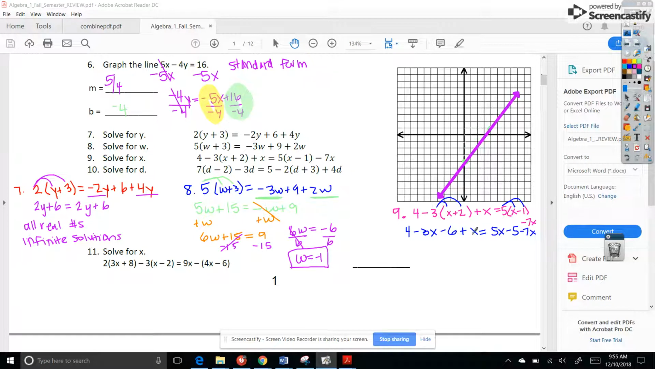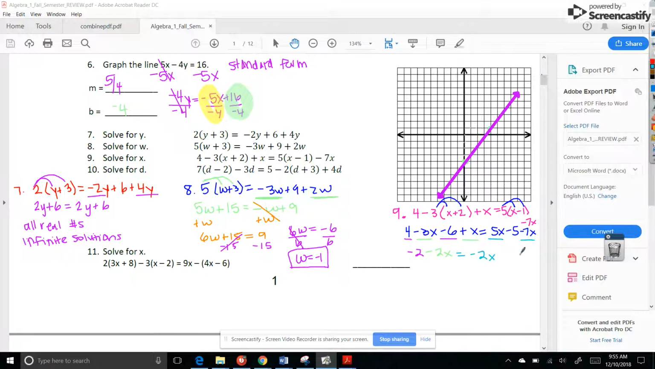Okay, combining like terms. 4 minus 6 is negative 2. Negative 3x plus x is negative 2x. Negative 5x minus 7x is negative 2x. And then I have the minus 5. No like terms there.